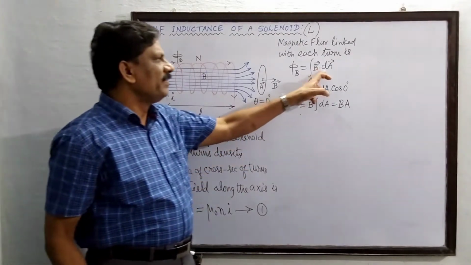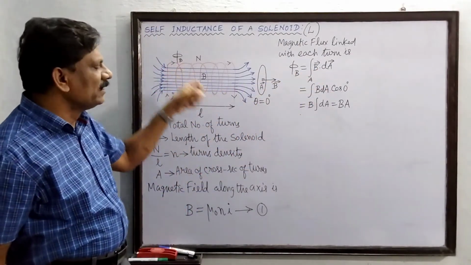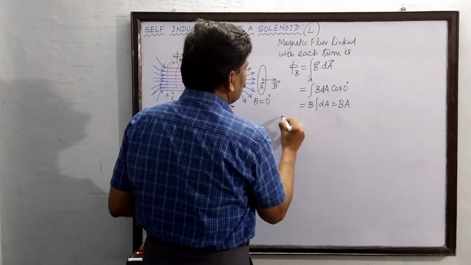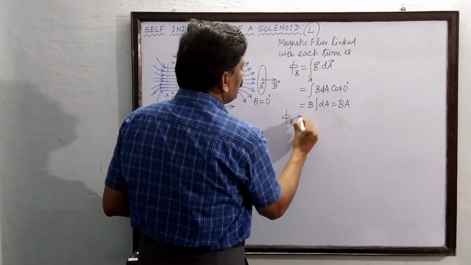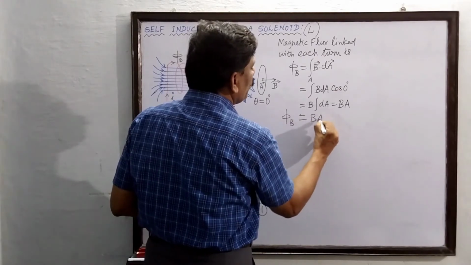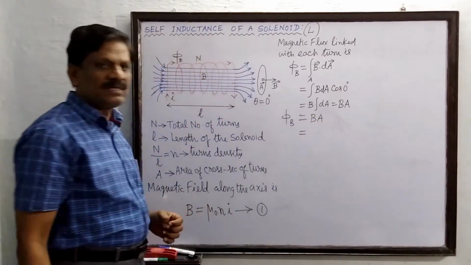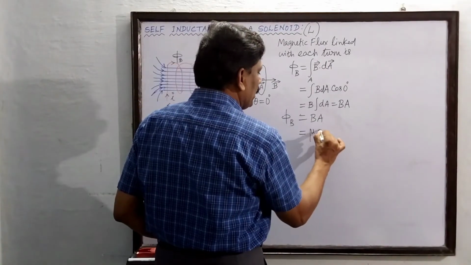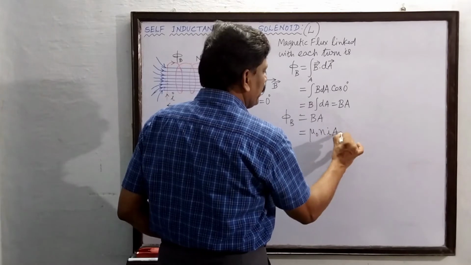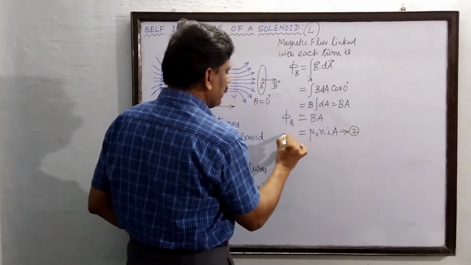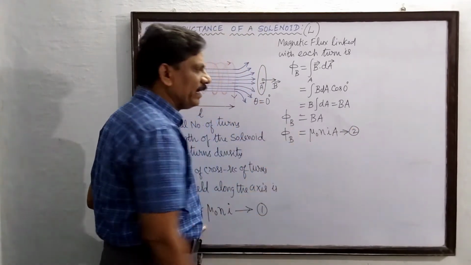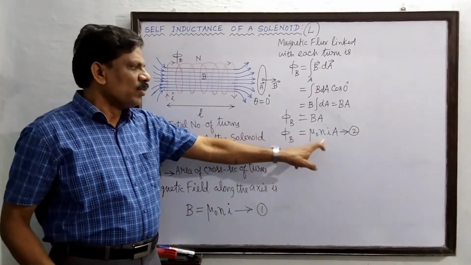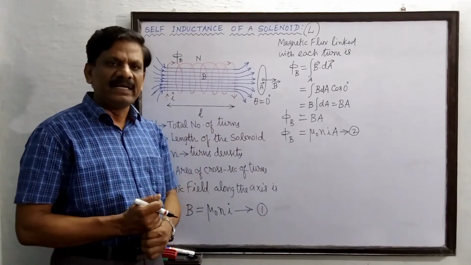Okay, so the integral of dA is equal to the area. Each term can be written as B into A. So this flux phi B is now equal to B into A, which, substituting for B from the first equation, is also equal to mu naught n I into A. This is the second equation for the flux phi B linked with one turn.